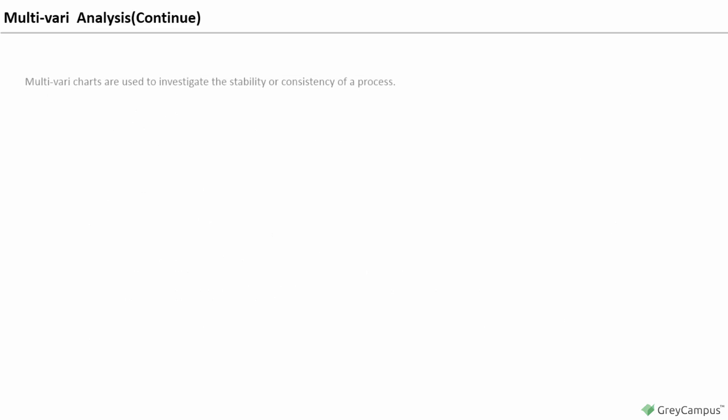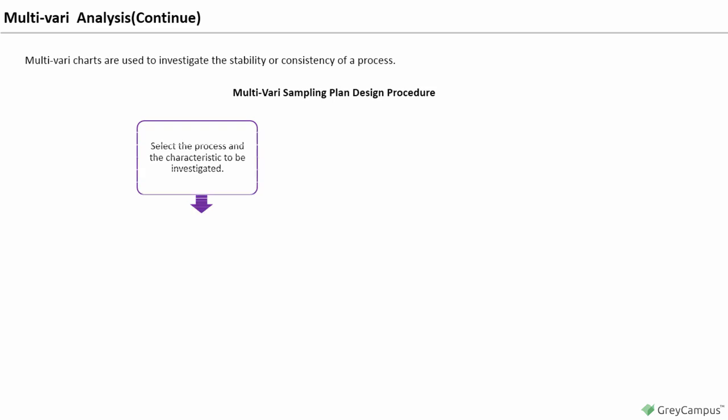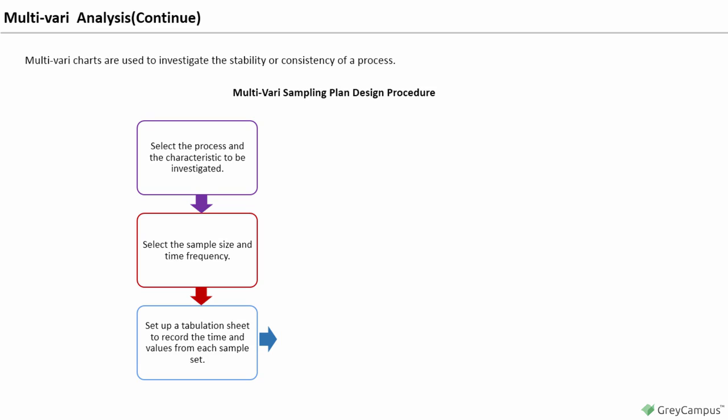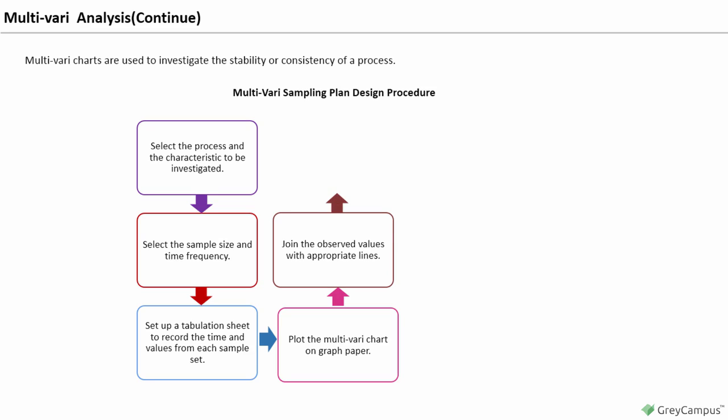Multivariate sampling plan design procedure. Select the process and the characteristic to be investigated. Select the sample size and time frequency. Set up a tabulation sheet to record the time and values from each sample set. Plot the multivariate chart on graph paper with time along the horizontal scale and the measured values on the vertical scale. Join the observed values with appropriate lines.